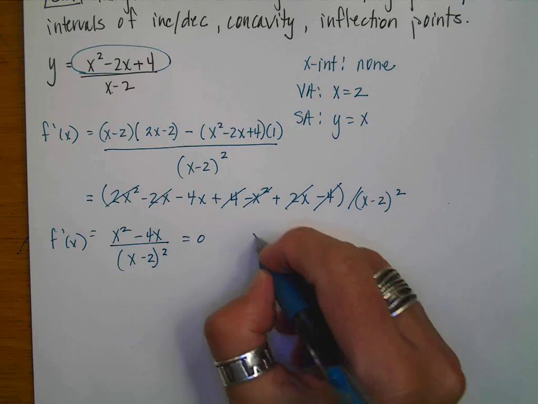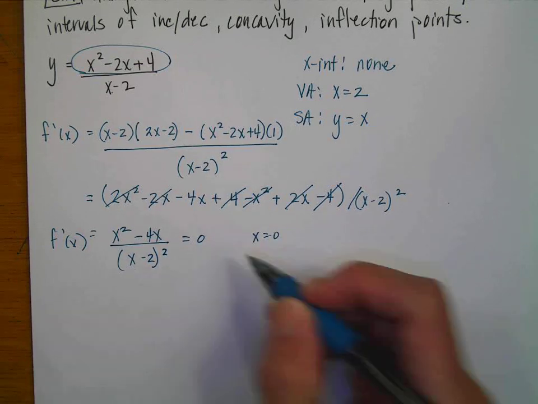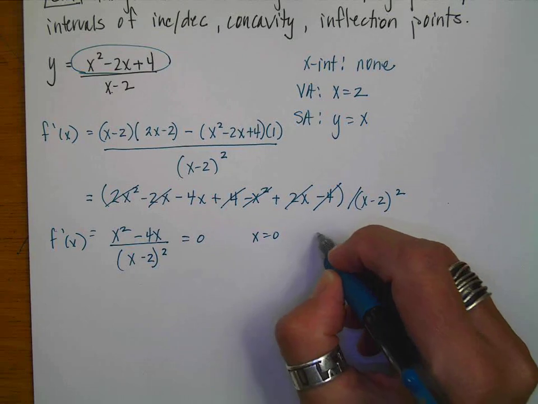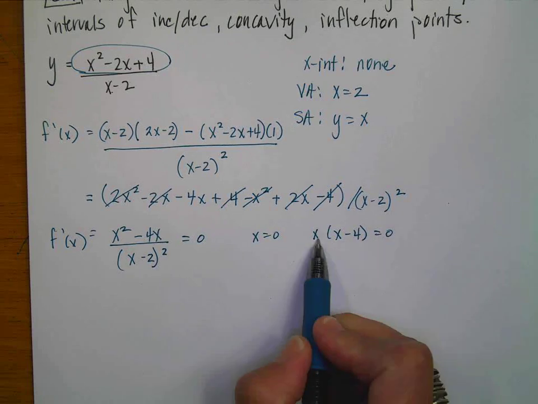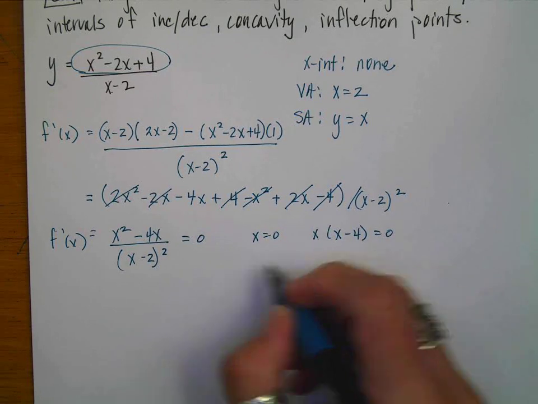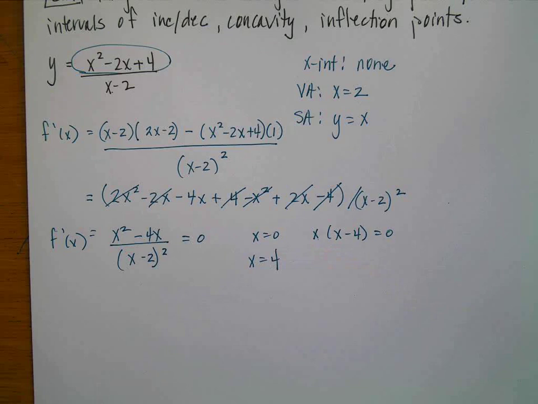When I set this equal to 0, I get x is equal to 0 from cross multiplying, and in the numerator I'm going to factor, and I get x minus 4 is 0. This confirms that extra 0, and then I get x is equal to 4. So those are my two critical points.